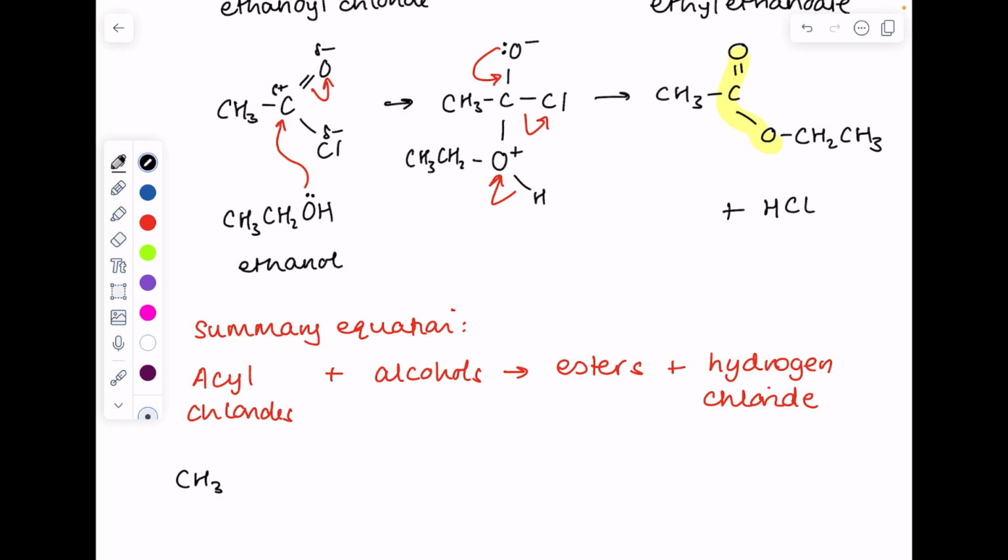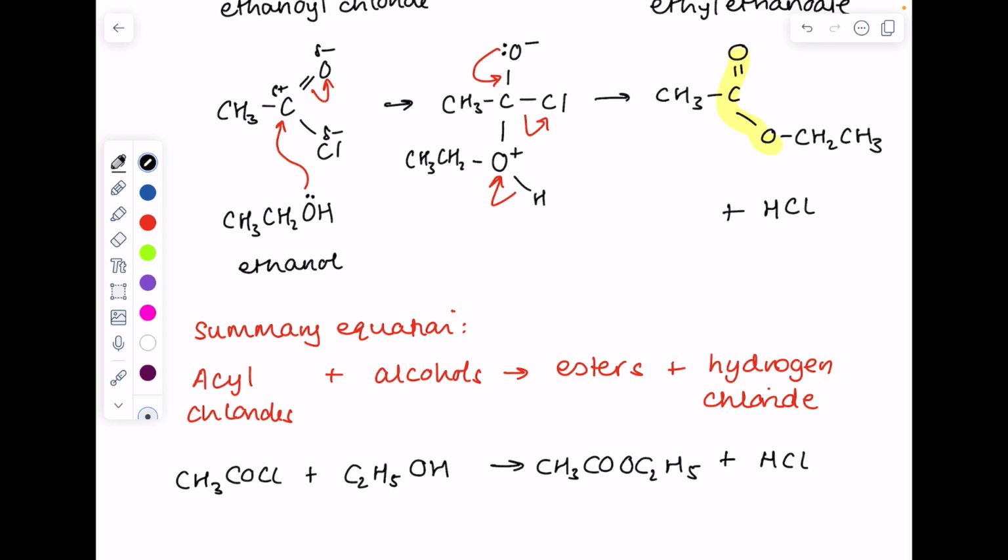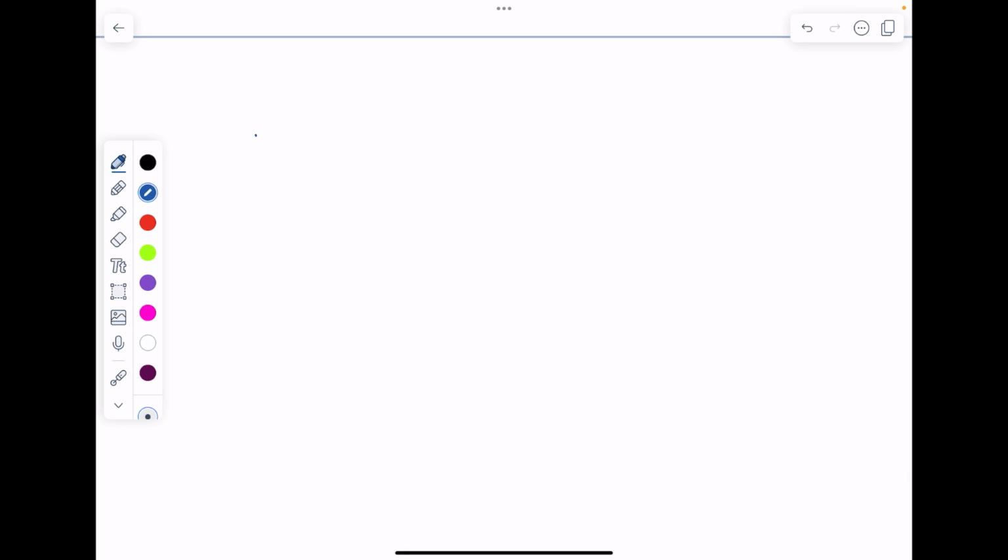There's ethanoyl chloride. Here's ethanol. Our ester is ethyl ethanoate, and we're making hydrogen chloride gas. We're going to work our way through these nucleophilic addition-elimination reactions using more examples of nucleophiles. So back in again with ethanoyl chloride. And just keep practicing these until you get used to drawing the mechanisms.